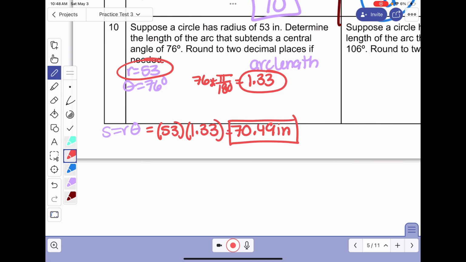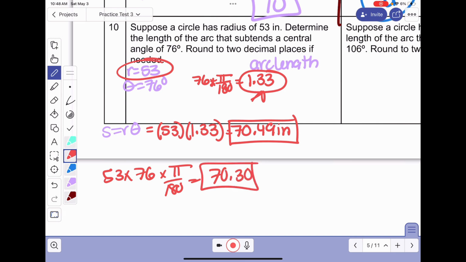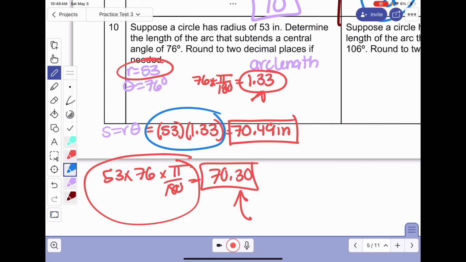Now, if you just typed that straight in the calculator without rounding here, like if you just did 53 times 76 times pi over 180, you would get 70.30 inches. So on the test, like when you send me your work, show me which one you typed in the calculator. Because if you give me this and I didn't do it that way and I didn't think to check it, I'm going to take points off because I'm not going to know how you got off. So even on the test, just writing this is enough to show me, oh, you didn't round. And if you write this, then I know you did, so I can check that part. That's helpful for me when giving you partial credit.